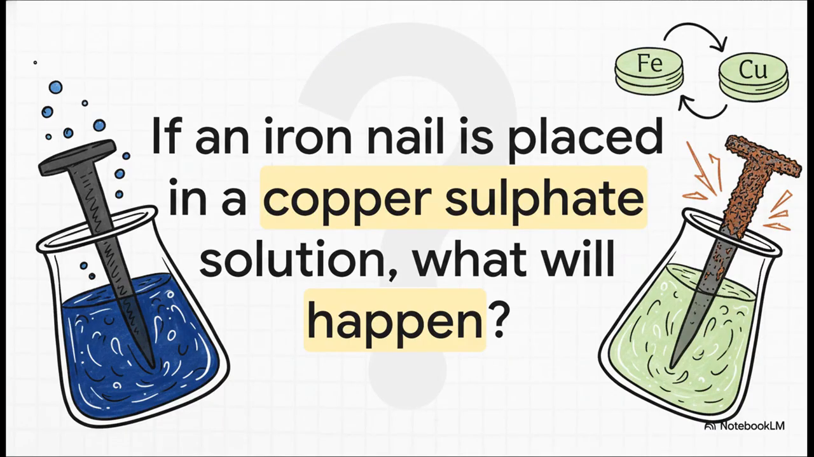Okay, let's apply this knowledge. Here's a classic question. What happens if you put an iron nail in a blue copper sulfate solution? Let's use the series. Just take a moment to think. Where is iron and where is copper?